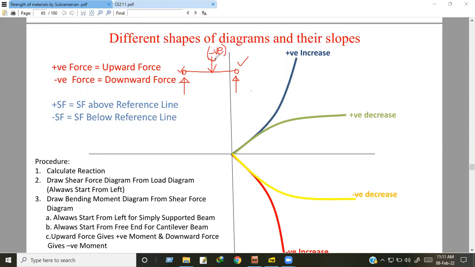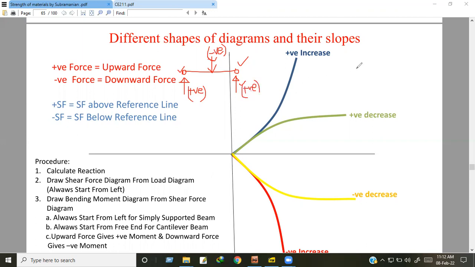But after the application of these loads, a support reaction will be produced here and a support reaction will be produced here, and this is upward direction, so this is positive force. This is positive force, and this is also positive force.